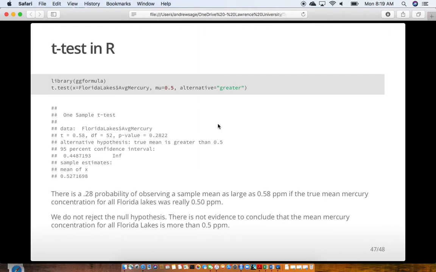we don't reject our null hypothesis. There is approximately a 28% chance of observing a sample mean as large as 0.527 parts per million if the true mean mercury level concentration for all lakes was really 0.5 parts per million. We do not have sufficient evidence to conclude that the mean mercury concentration for all Florida lakes is more than 0.5 parts per million.